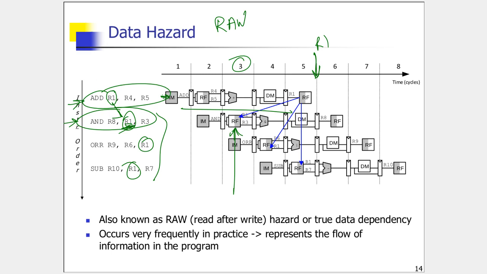If you try to do otherwise, you will have this RAW hazard. And a RAW hazard can manifest or can exist between a particular instruction and any instruction which is 3 instructions from there. So this is the next instruction, the second instruction from there, and the third one.